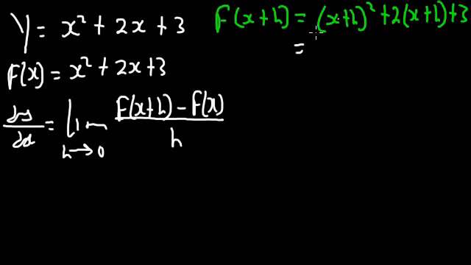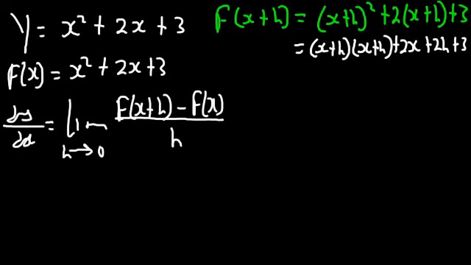So x plus h squared simply means x plus h multiplied by x plus h, and distributing these two, we have plus 2x plus 2h plus 3. And simplifying forward, we have f of x plus h. Now let's expand this bracket. Okay, so x times x, that's x squared.